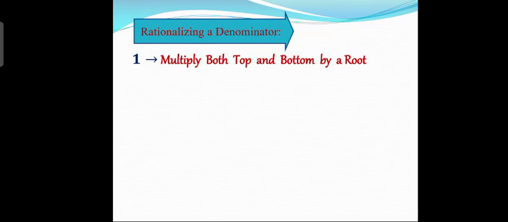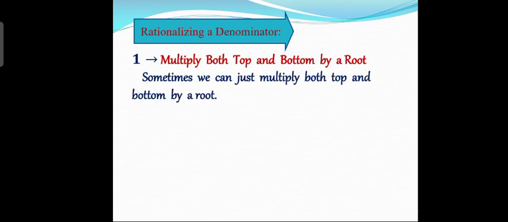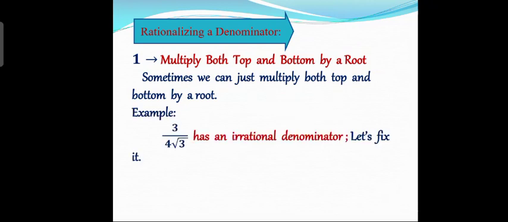Number one, multiply both top and bottom by a root. Sometimes we can just multiply both top and bottom by a root. For example, 3 over 4 square root of 3 has an irrational denominator. You can observe its denominator is 4 square root of 3, and square root of 3 is an irrational number or a surd. So let's fix it.